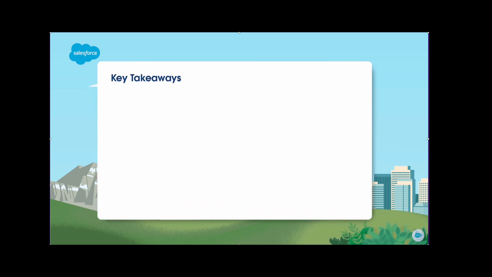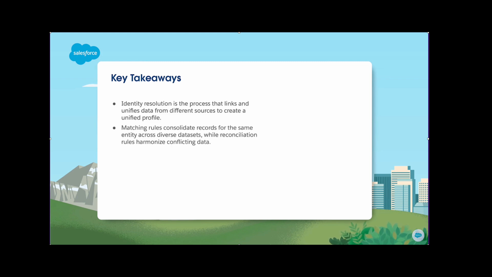Identity resolution is all about bringing data together from different sources to form one unified profile. Matching rules help merge records for the same person, while reconciliation rules remove any conflicts in the data. The results of the identity resolution process can be examined using Data Explorer and Profile Explorer to make sure the profiles from different sources look consistent.